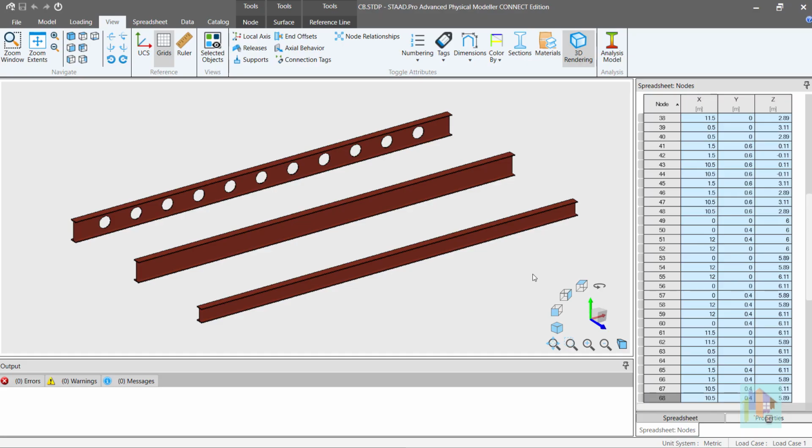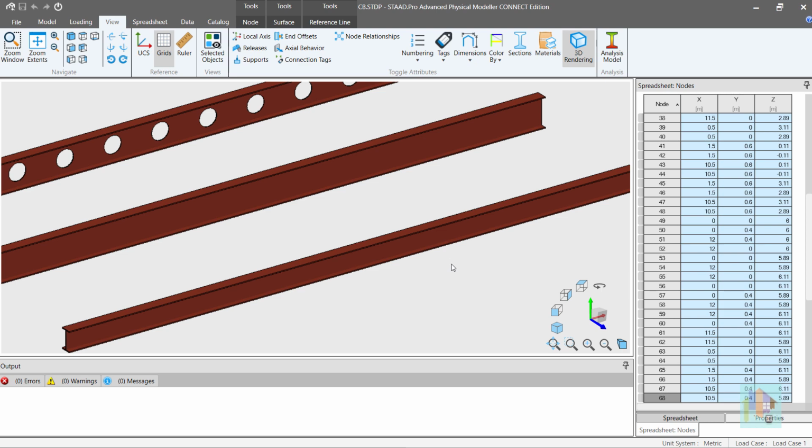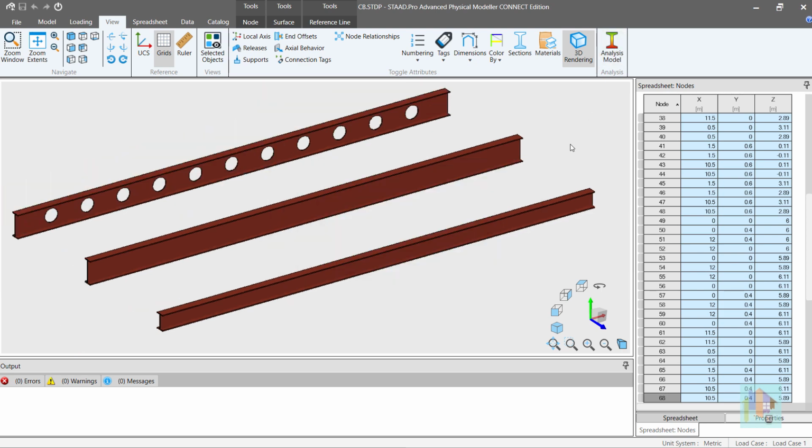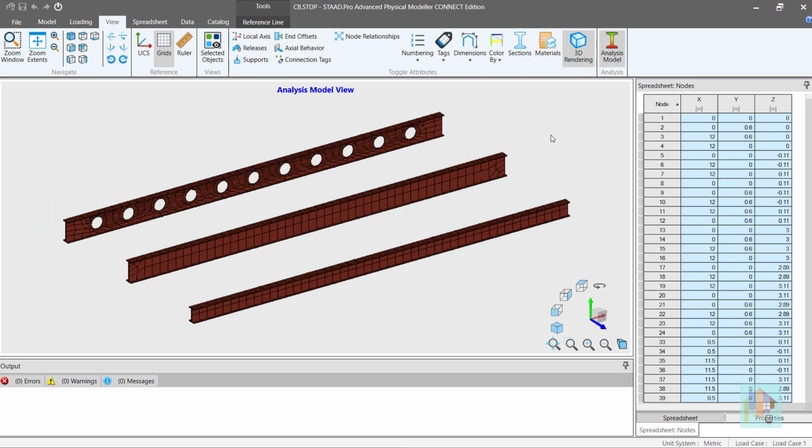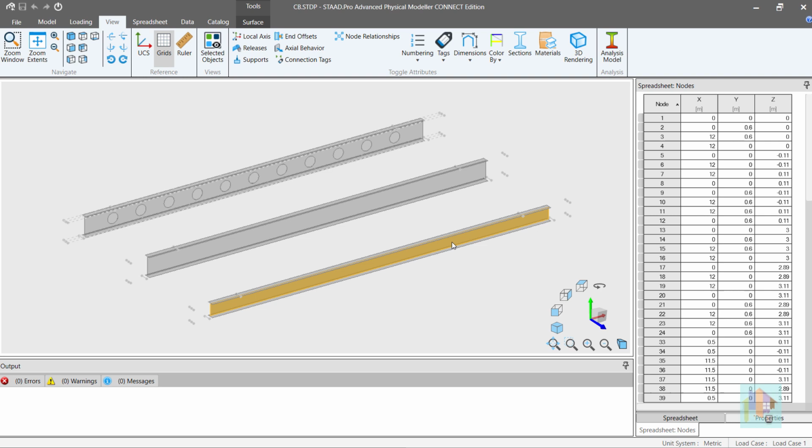To elaborate on this, I have created this FEM model in STAAD Physical Modeler. 3 I sections with 12 meter span length are modeled with plate mesh. For more details on this mesh generation, you can go through my previous series on finite element meshing. These 3 sections have the same flange width and thickness, but overall depth is different.